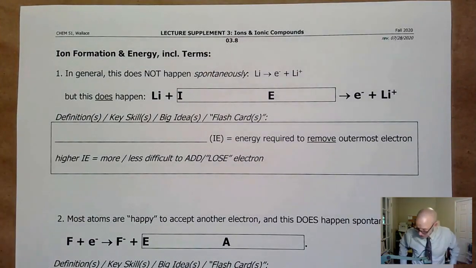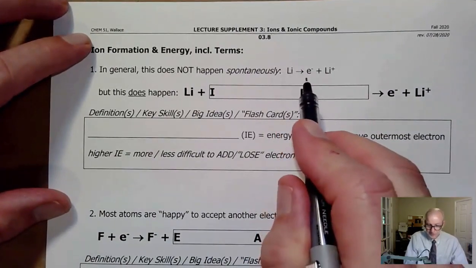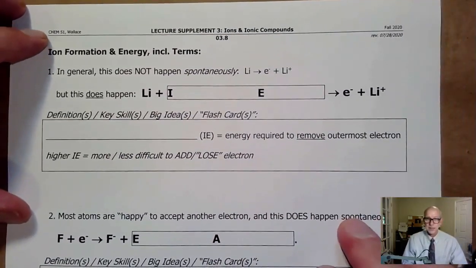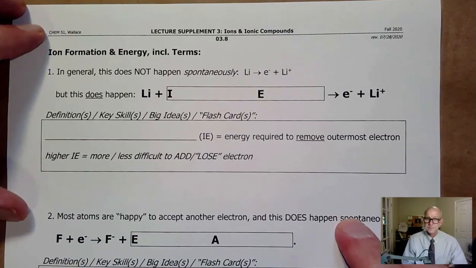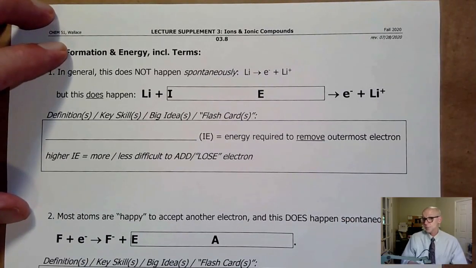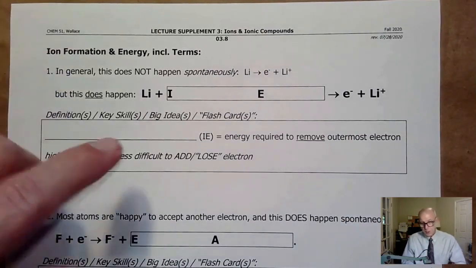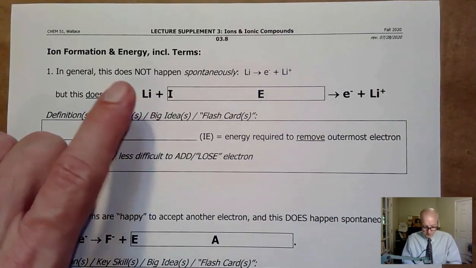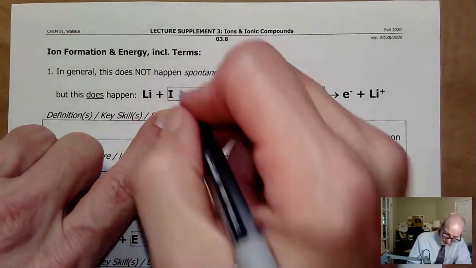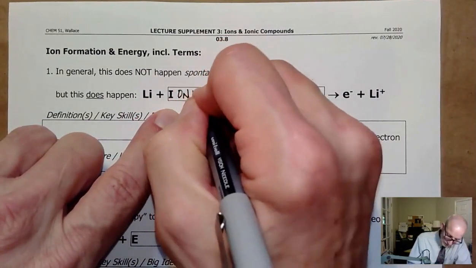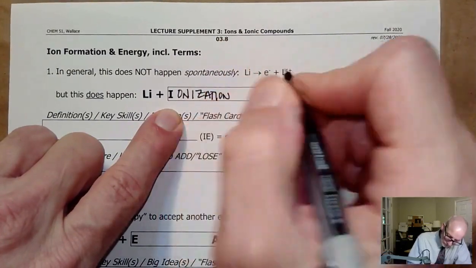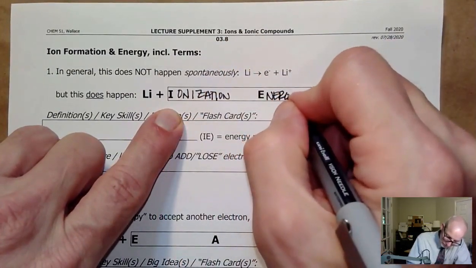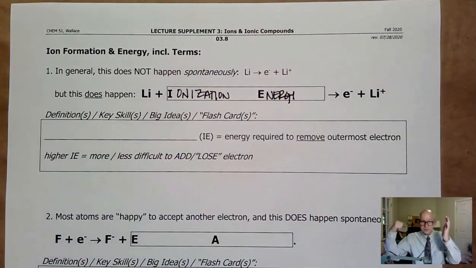So let's look at this in a little more detail. I said, here's lithium, and we said it loses an electron and becomes lithium plus. It doesn't naturally do that. Lithium won't just spontaneously lose an electron. What I have to do is add some energy, slam it, hit it, do something to that atom. So lithium plus ionization energy: that's some amount of energy to knock that outermost electron off.